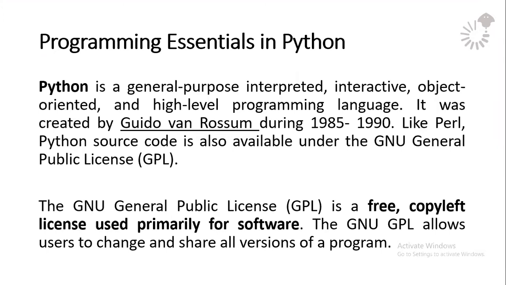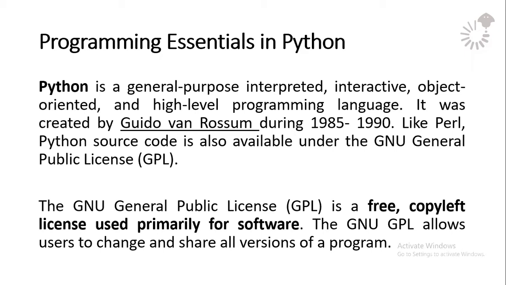So basically, Python is a high-level programming language. It is a general-purpose, interpreted, interactive, object-oriented, high-level programming language. If you remember the languages that we have discussed in the past week, we have natural language, high-level programming language, low-level programming language, and the machine language. So among those four, Python is categorized as the high-level programming language.